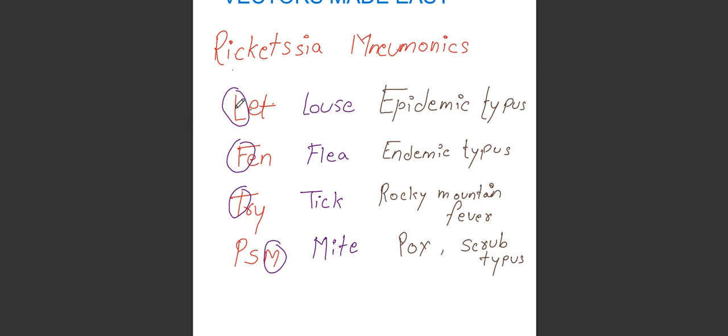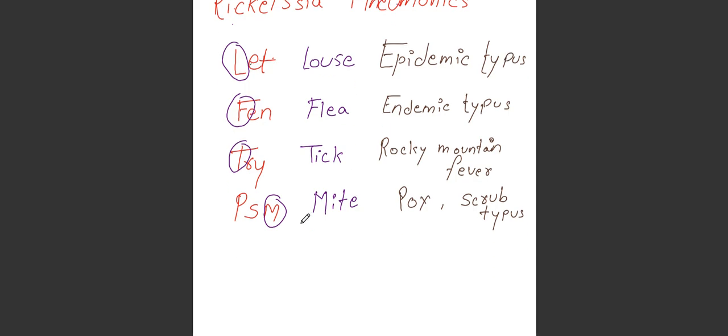What is the meaning of LET? L is for louse and ET means epidemic typhus. F is for flea and EN represents endemic typhus. T is for tick and RY represents Rocky Mountain fever. And PSM: M is for mite, where P represents pox and S represents scrub typhus.